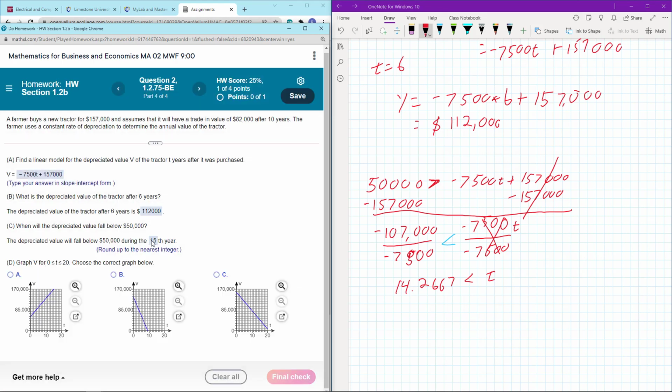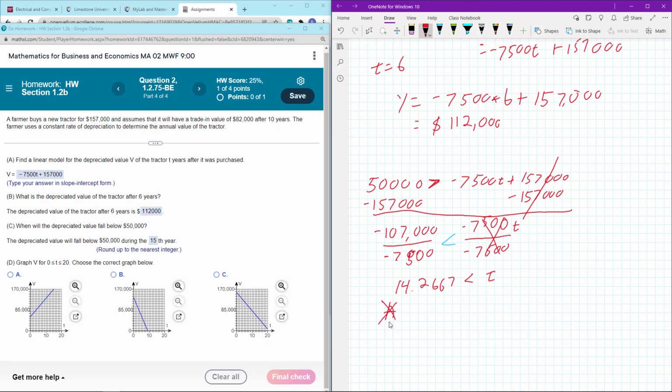And there we go. Okay, now we need to go ahead and find the correct graph for this particular equation. Once again, this is the equation right up here. It is negative 7,500t plus 157,000. Notice here that the slope is negative, so that means that a is out.